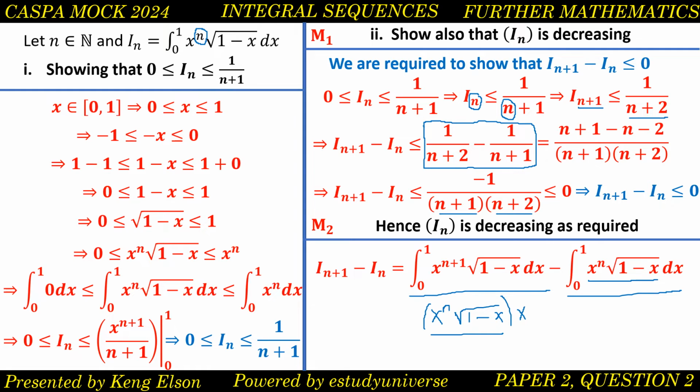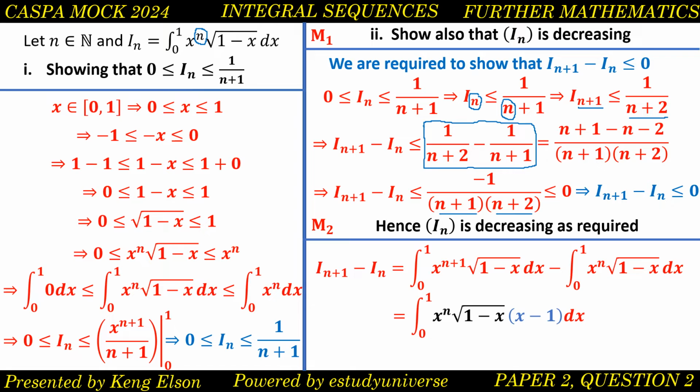Alright, and the two integrals have the same limit from 0 to 1, so we can combine the two integrals together and we factorize what is common. Okay, so doing that, we basically just have the integral from 0 to 1. What is common is x to the n times the square root of 1 minus x. When we factorize it from the first integrand, we are going to be left with x, and when we factorize from the second integral, we are going to be left with 1, but now there's a negative sign. In fact, if we multiply everything, we are going to get back to the previous step.